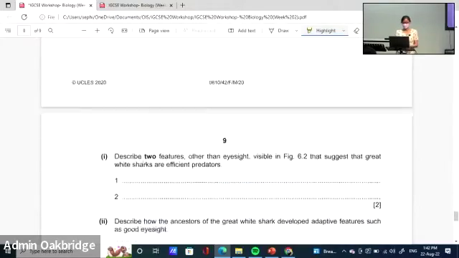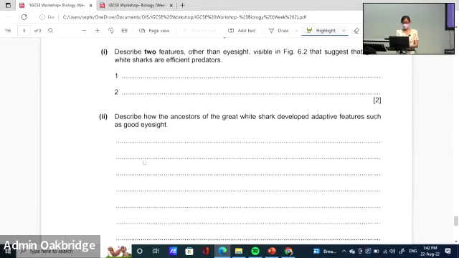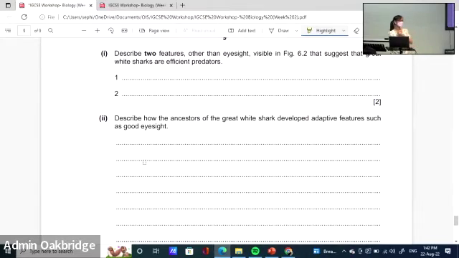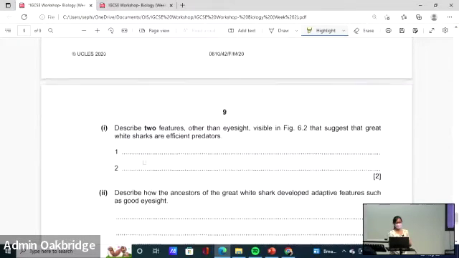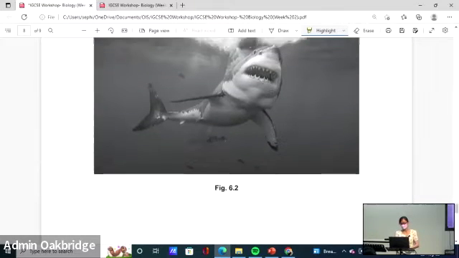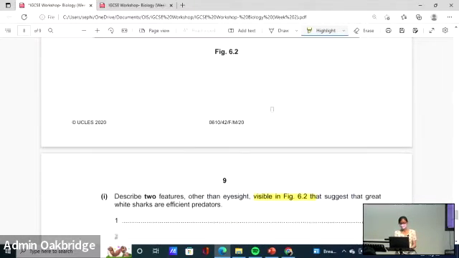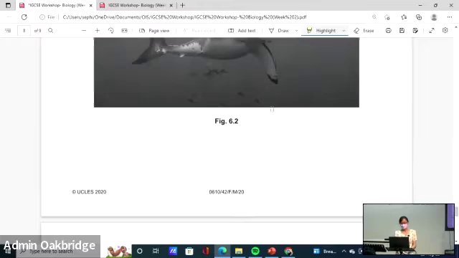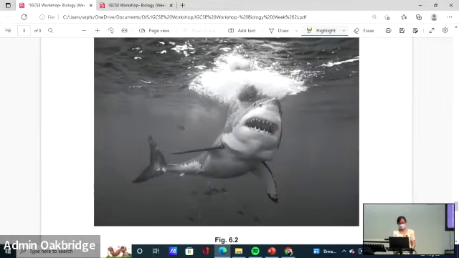Okay, so next one. Suggest two features other than eyesight, visible in this picture, that suggest that great white sharks are efficient predators. When they say visible, make sure it's visible in the picture. Any suggestions? Isaac Pham, what do you think? How do you know that the shark is an efficient predator?